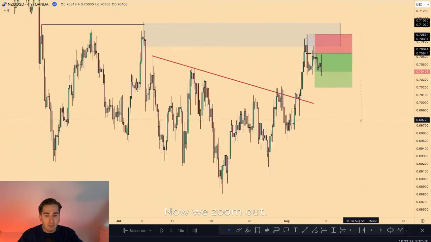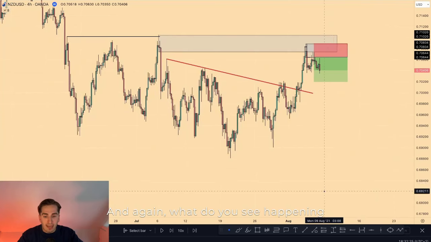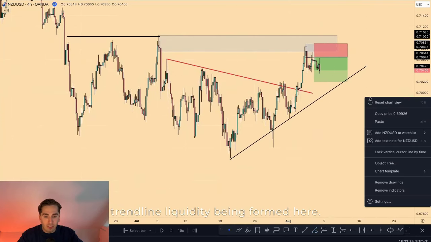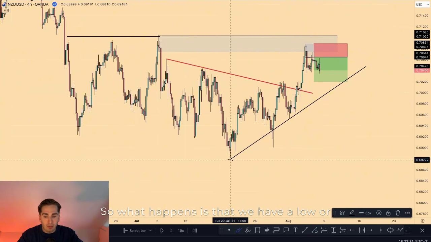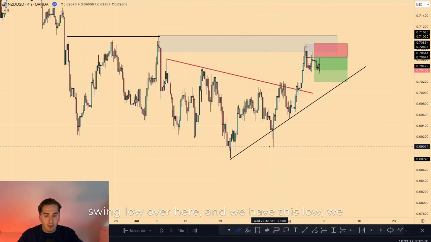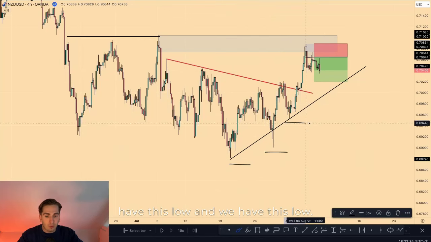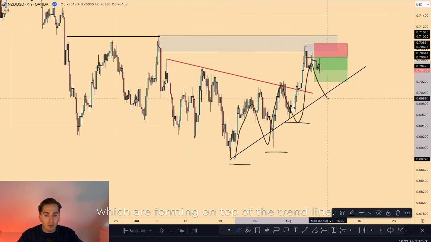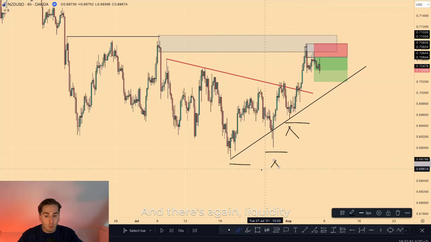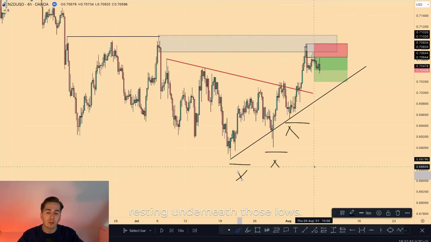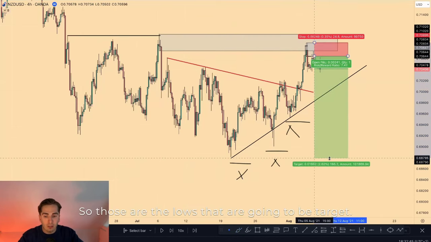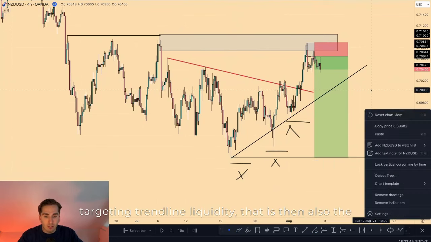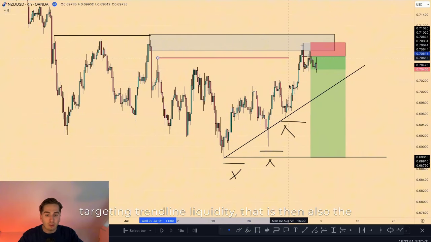Now we zoom out, and again, what you see happening is that you pretty much see trendline liquidity being formed here. So what happens is that we have a swing low over here, and we have this low, this low, and this low. So these are, let's say, the higher lows which are forming on top of the trend line, and there's again liquidity resting underneath those lows. So those are the lows that are going to be targeted. So if you trade trendline liquidity and you're targeting trendline liquidity, that is then also the low that you want to be targeting.